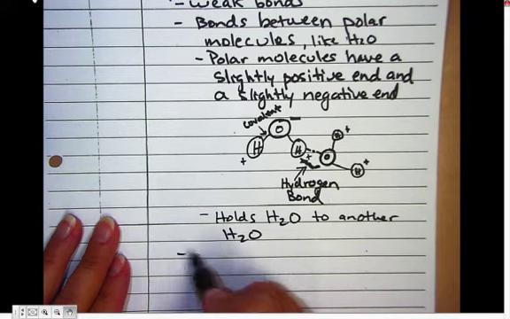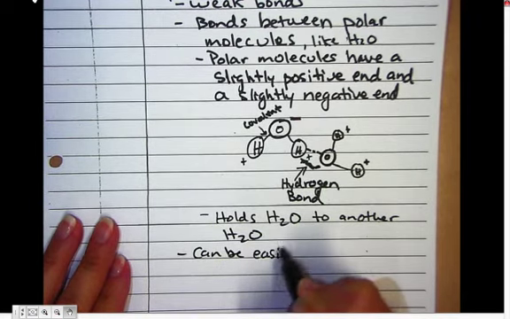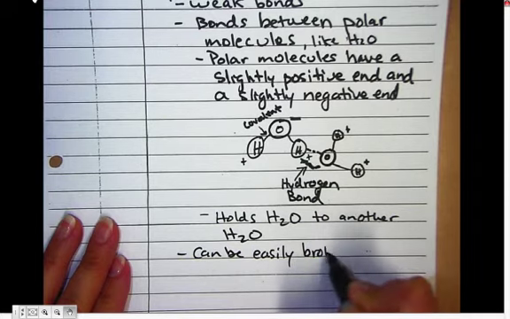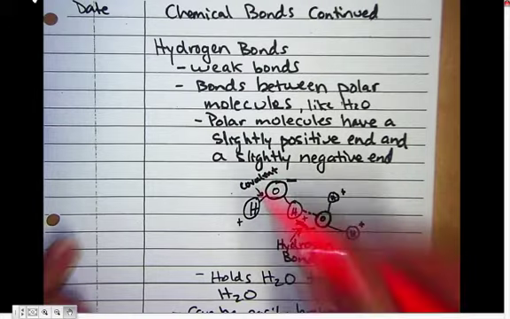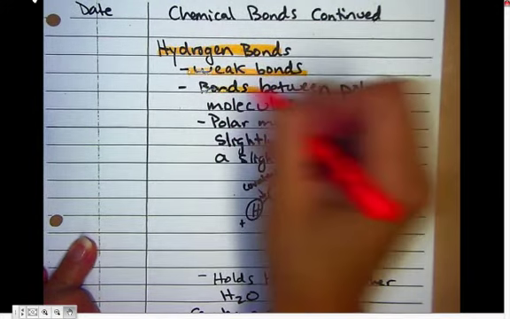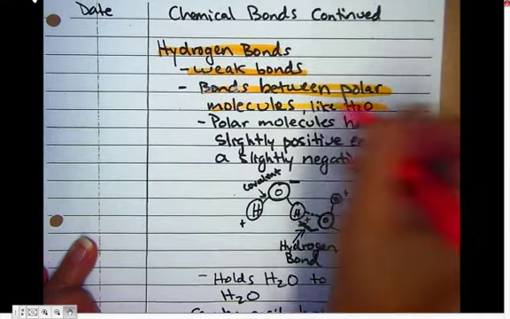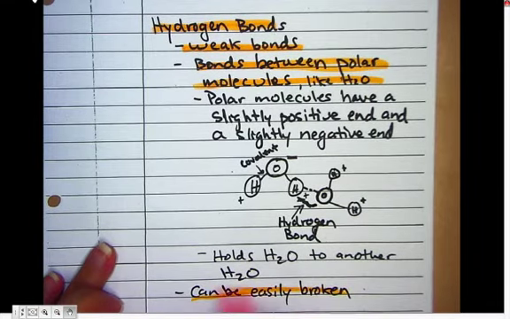These can be easily broken. So we will see these hydrogen bonds again. So let's go ahead and highlight hydrogen bonds, weak bonds, and then the definition. Okay? And we can even highlight this. They can easily be broken down here.